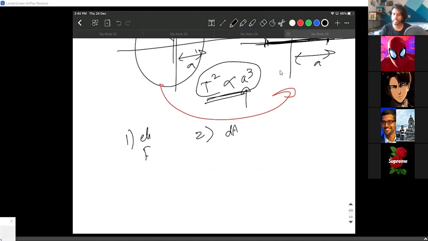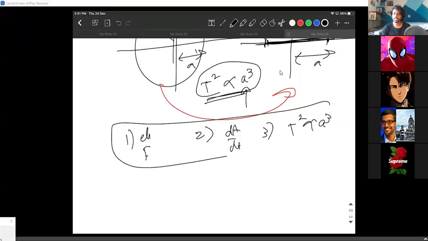Second is dA by dt is constant. Third is T squared proportional to a cubed. So these are the three things that need to be remembered about Kepler's laws.